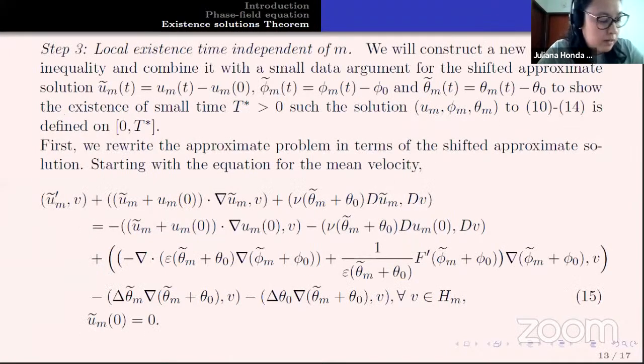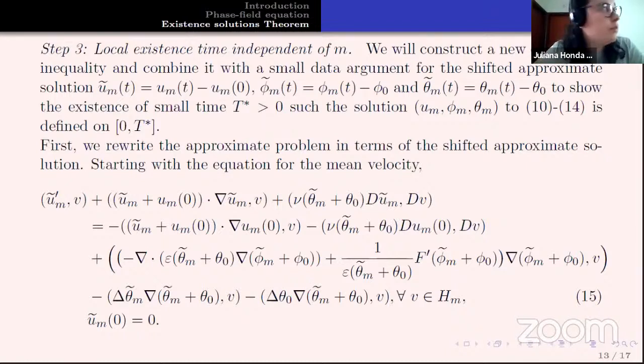In the third step, we need to obtain a new differential inequality for some norms of the approximated solution, which allows us to conclude the existence of a small time that does not depend on the index n. To do this, we will construct a new differential inequality and combine it with a small data argument for the shifted approximate solution. Here we denote by um tilde the difference between um and its initial condition, the same for phi m tilde and for theta m tilde. The idea is to show that there exists a small time, capital T star, that does not depend on the index n, such that the solution is defined on this interval.